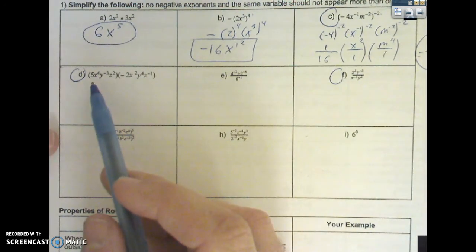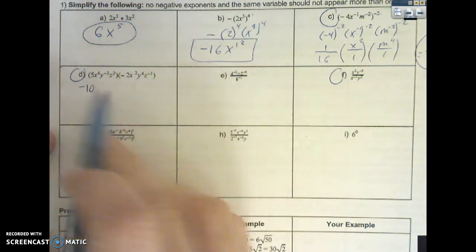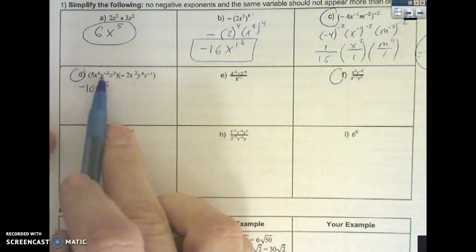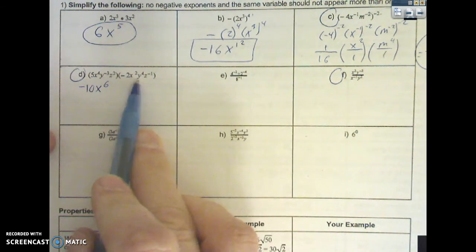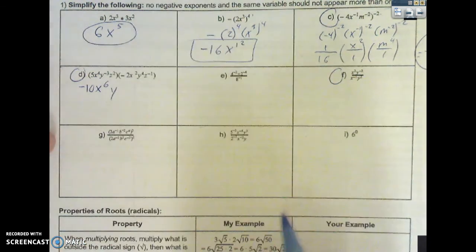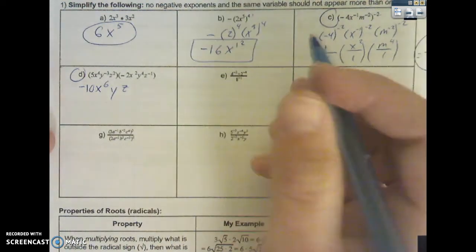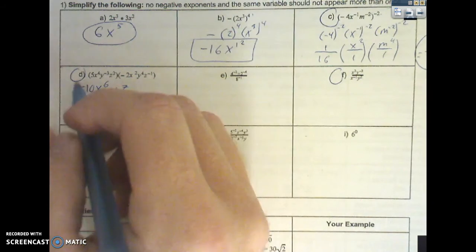You are multiplying across. So 5 times negative 2 is negative 10. x to the 4th times x squared is x to the 6th. y to the negative 3rd times y to the 4th. Again, remember, we're adding our exponents. Negative 3 plus 4 is just 1. z squared times z to negative 1 is just z. 2 plus negative 1 is just 1. And we're done. So that's as simple as it gets.